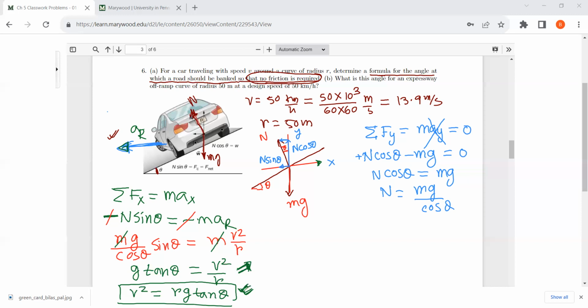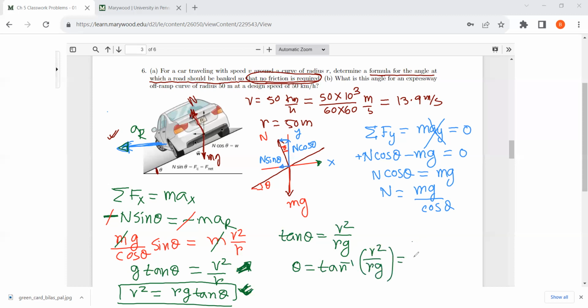You probably need to use this equation, but for this problem you have to deal with tan theta. I mean, find the formula for tan theta. So tan theta is v squared over r times the gravitational acceleration. So this is the formula. Now in the next problem, in part B, it asks you to calculate what is theta, what is the banked angle? So the banked angle is theta equal to tan inverse of v squared over r g.